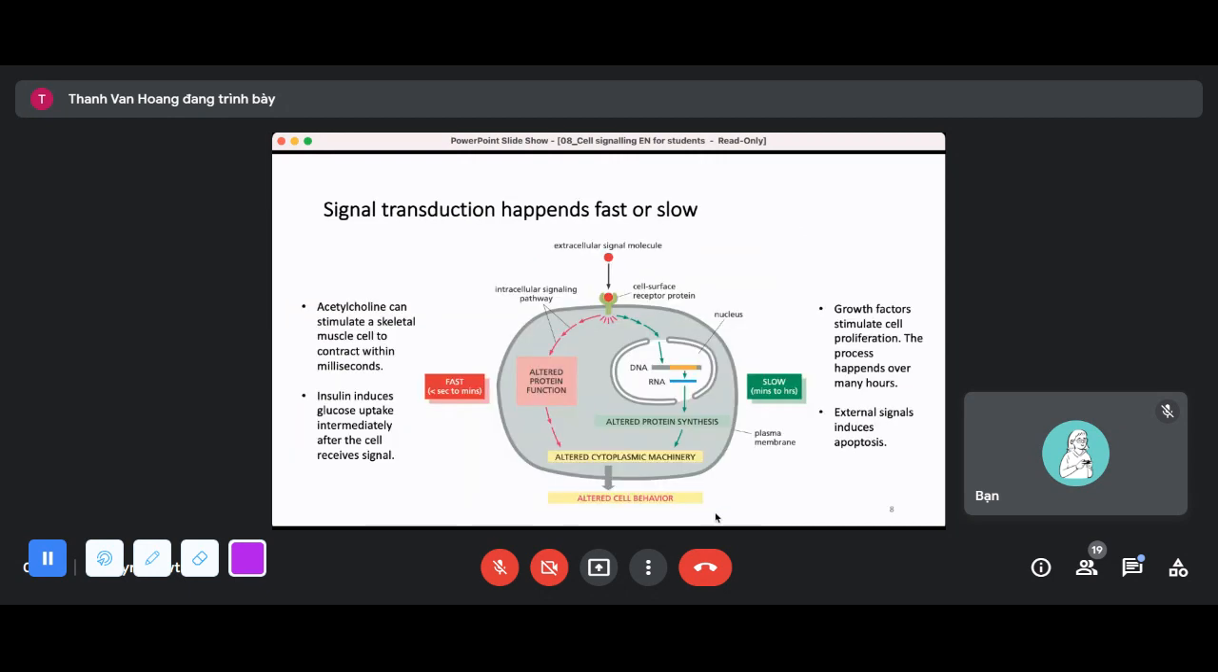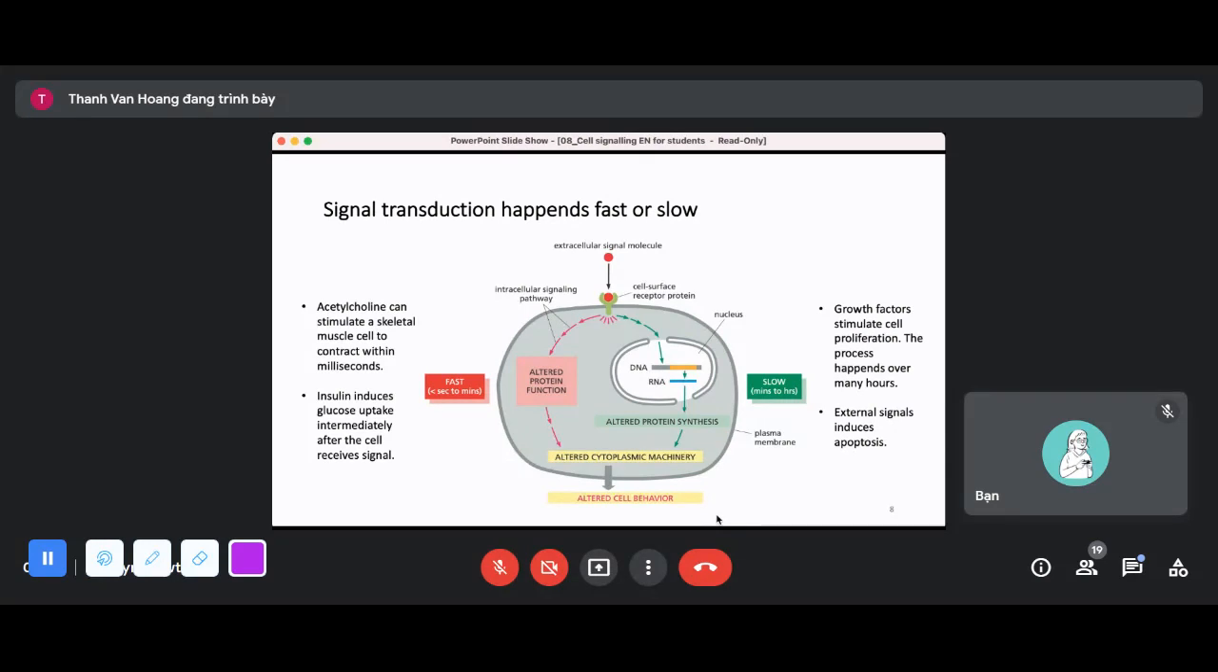So just come back to the lecture. We have signal transductions, and we talk about the different types of cell-cell communications. We have talked about how a signal can induce different cell responses, and now we also have talked about the different timelines, or how fast a signal can be transduced.